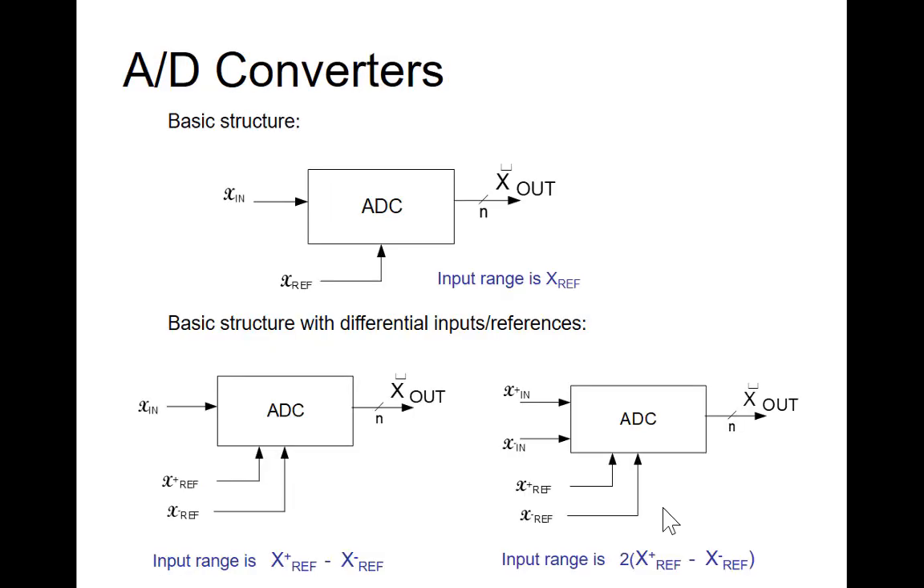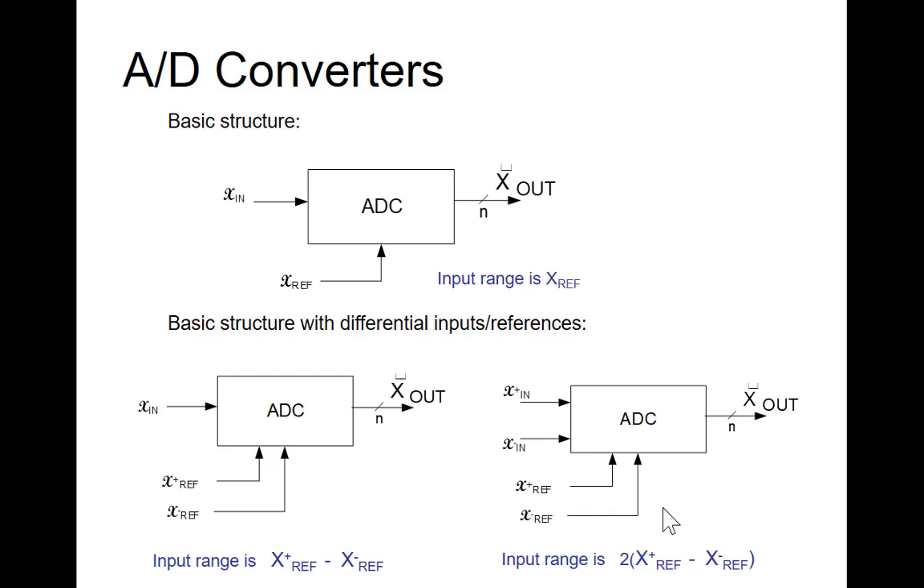ADCs are kind of the opposite of DACs. They have an analog input, also a reference voltage, and a Boolean output. You can also have differential references. You can also have differential inputs. I didn't show it on the DACs. You can also have differential outputs on the DACs. So here's a situation where we have single-ended input and differential ref. Here we have differential inputs and differential refs.